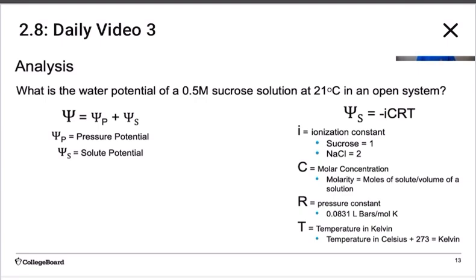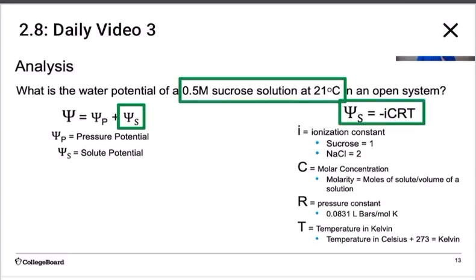Welcome back. For this question, you're looking at what is the water potential of a 0.5 molar sucrose solution at 21 degrees Celsius in an open system. For water potential, you have two equations. You have water potential equals pressure potential plus solute potential, and then you have solute potential equals -CRT. So the first step you should have done is solve for solute potential.